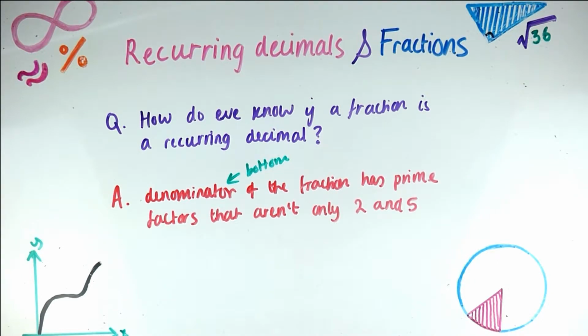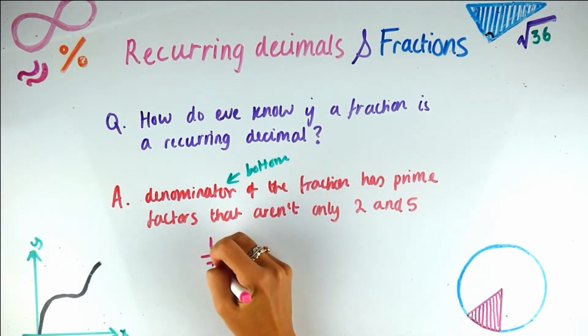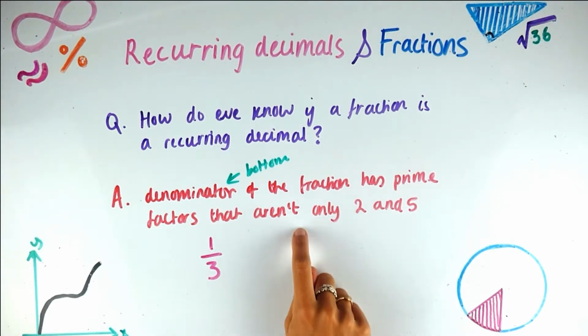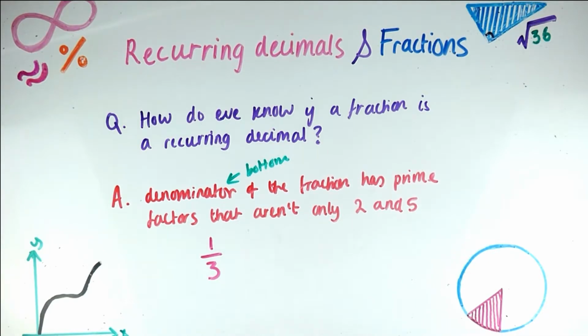Let's say I wrote down a third, which I've told you is a recurring decimal. But if I wasn't sure, how do I know that? Does it fit this criteria? It says the denominator of the fraction, so this 3, has prime factors that aren't only 2 and 5. The prime factor of 3 is 3, and that's not 2 or 5. So that one is okay.